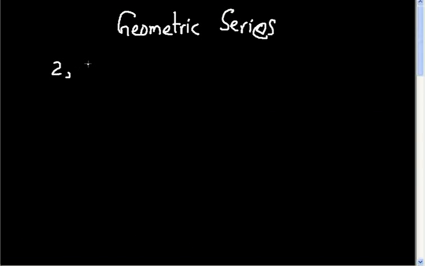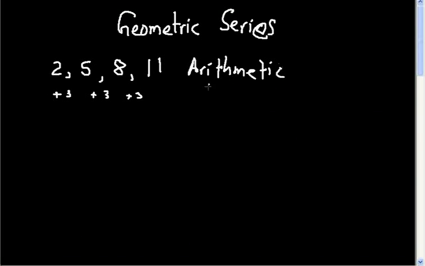So 2, 5, 8, 11. So the difference between 2 and 5 is a 3. The difference between 5 and 8 is a 3 as well. So the difference between 8 and 11 is also 3. And this is called an arithmetic series or sequence.